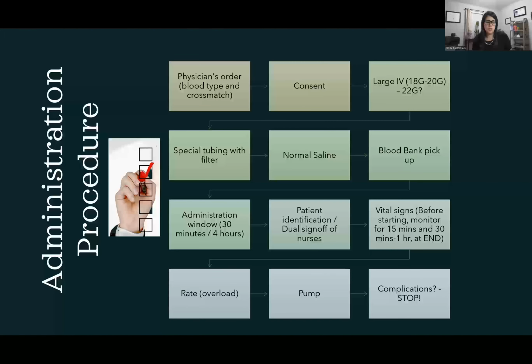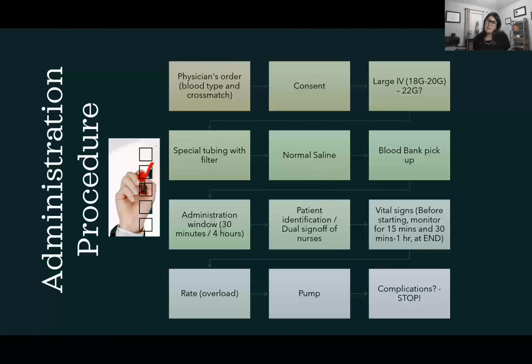It's double checked by 2 RNs. You check the patient's identifiers and sign off. You take vital signs very often: before you start the transfusion, for the first 15 minutes, and at 15 minutes.